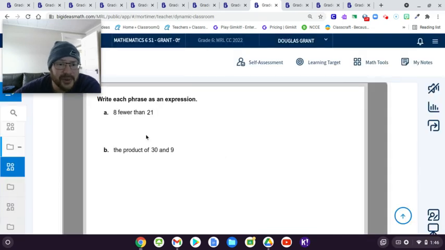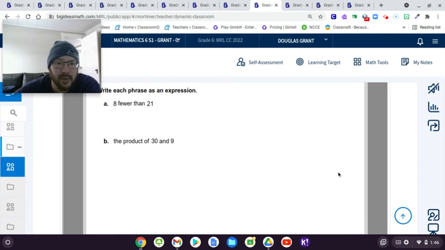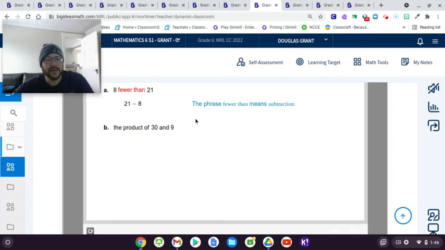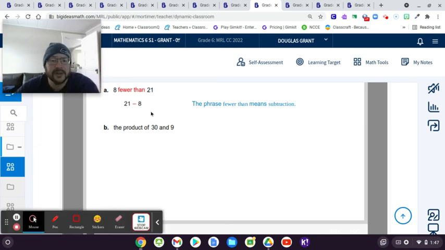Okay. So what is the expression for 8 fewer than 21? Okay, so when you see fewer than or more than, the second number actually goes first. So it's going to be 21 minus 8. So that's the important thing, is think about what's happening. If it's 8 fewer than 21, the 21 has to be first. So that is the expression.